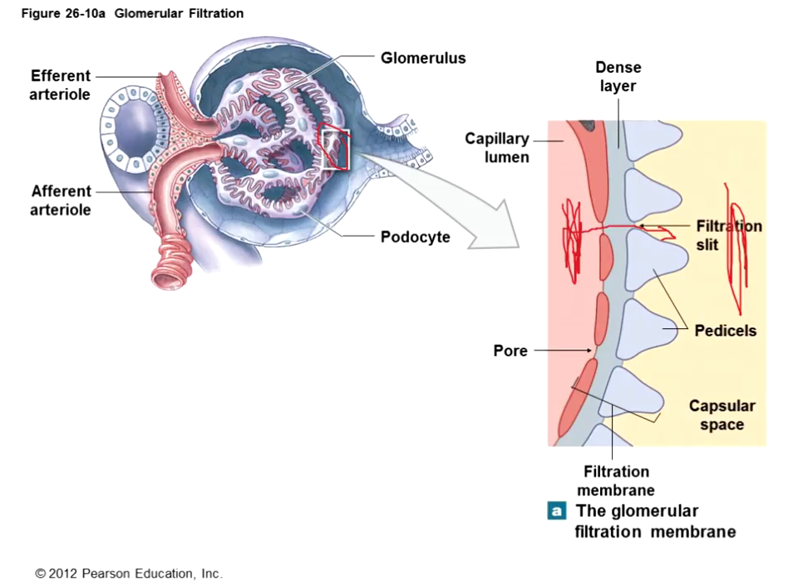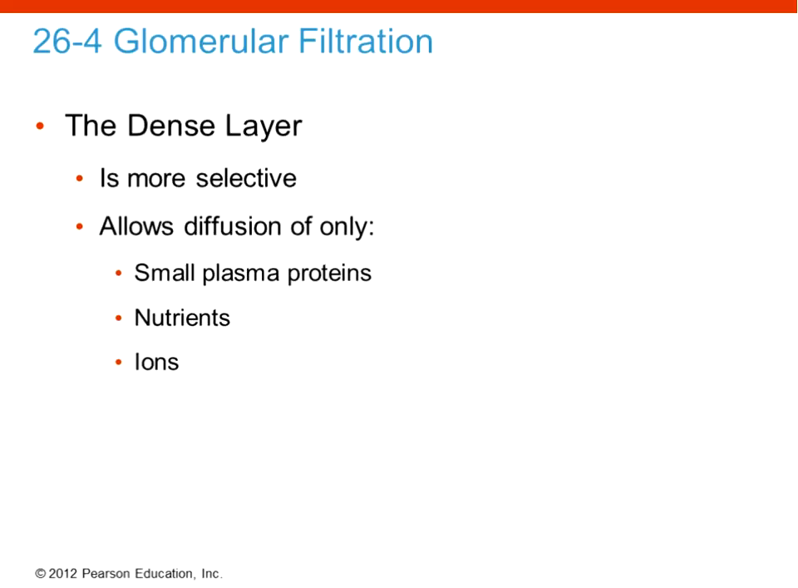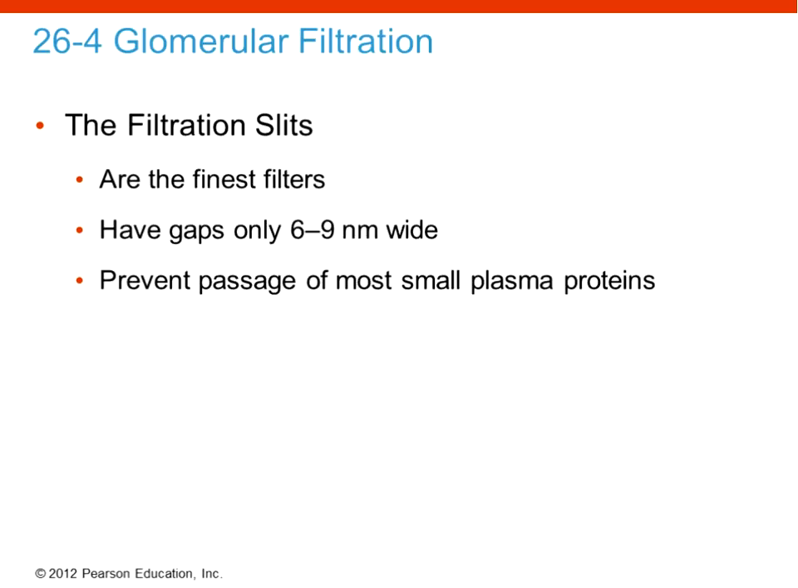The next layer, if you look at this image again, is what's called a dense layer, which is here in the middle. The dense layer is a little more selective, right? Only smaller plasma proteins, nutrients, and ions are going to pass through here.